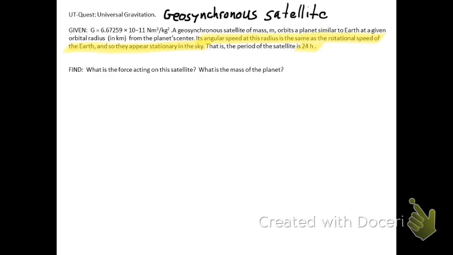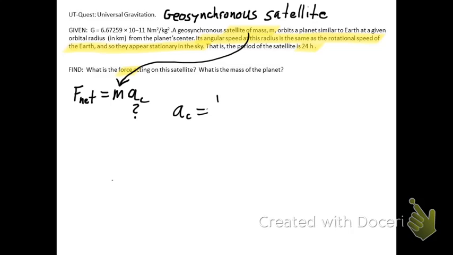And the first thing we're going to say here, well, what is the force acting on the satellite? The way we're going to approach this is we're going to look at Newton's second law. If I can calculate the acceleration, because I do know the mass of the satellite, then I can get at the force. And that's exactly what I'm going to do. So let's take a look at centripetal acceleration. Let's see if we can get that number.